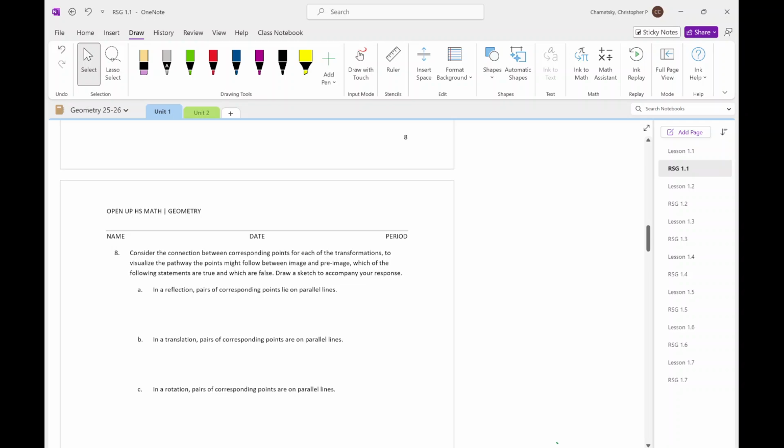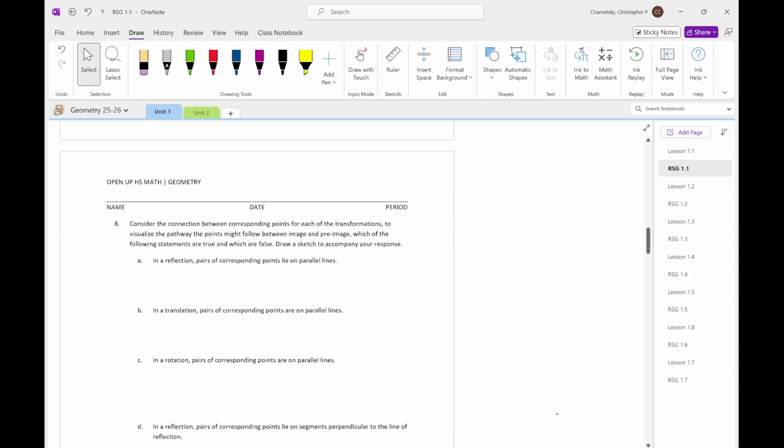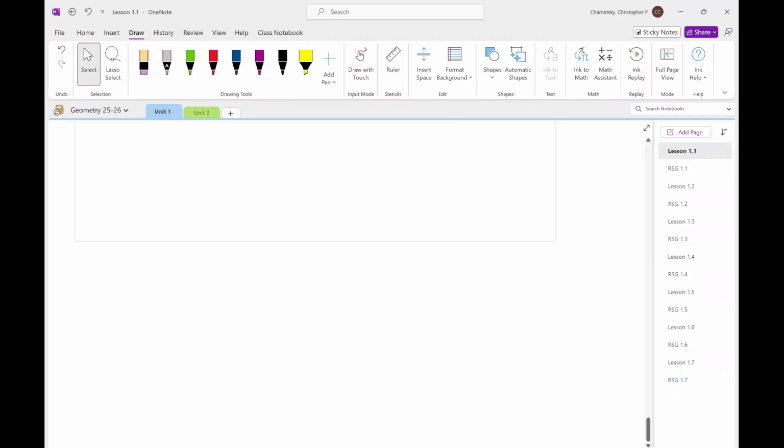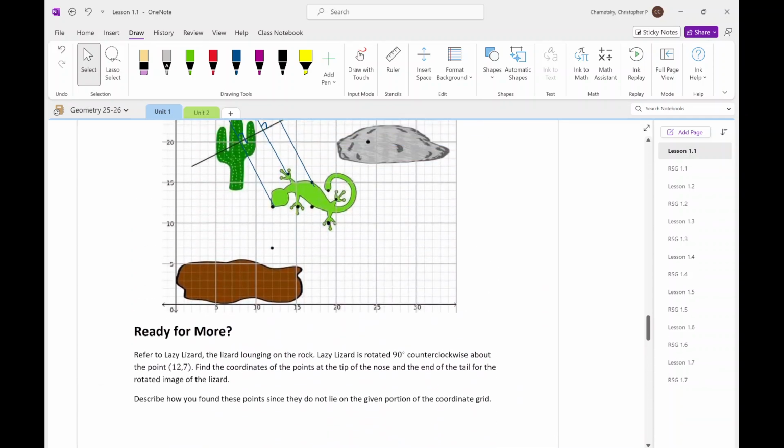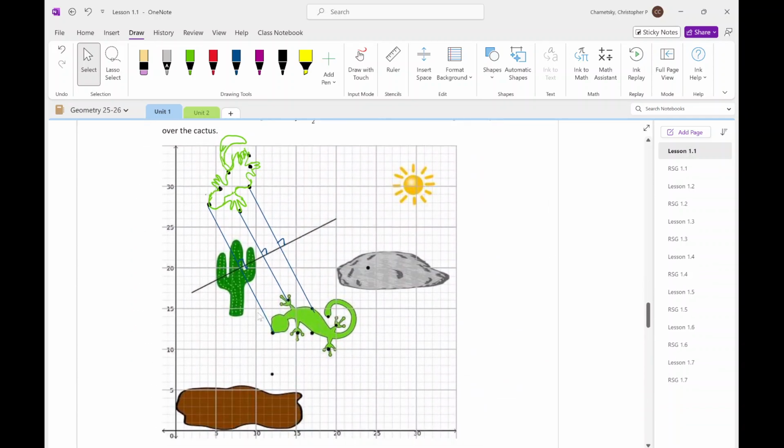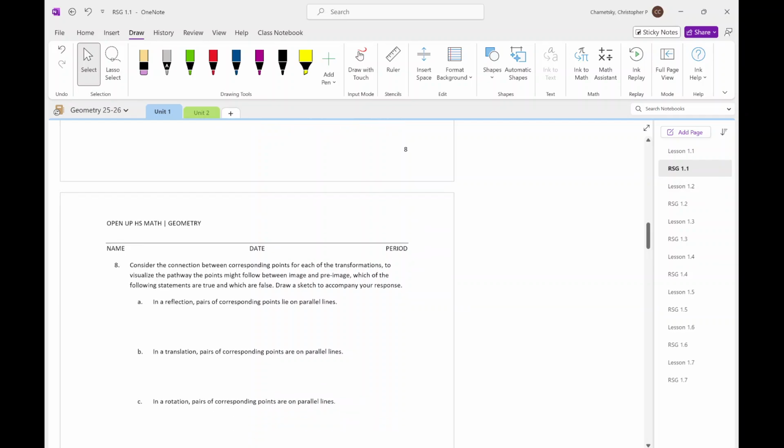Okay, number 8, we're going to be flipping back to our previous lesson, lesson 1, in order to visualize some of these things. So we're determining whether these statements are true or false. So in a reflection, pairs of corresponding points lie on parallel lines. Well, if we go to our lesson 1, we look at our reflection. There's our reflection. Yes, those are parallel lines to our corresponding points. So that is true.